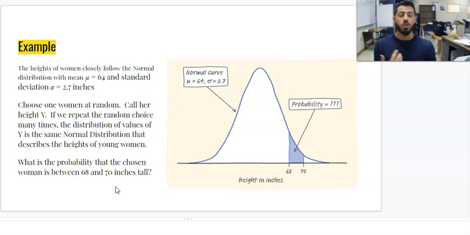And the good news is you already know how to do that, because the way we do it is the same as how we did it back in Unit 1. So let's look at this example. The heights of women closely follow the normal distribution with a mean of 64 and a standard deviation of 2.7. If we choose one woman at random, we'll say her height is capital Y. If we repeat the random choice many times, the distribution of Y is going to be the same normal distribution that describes the heights of young women, right?